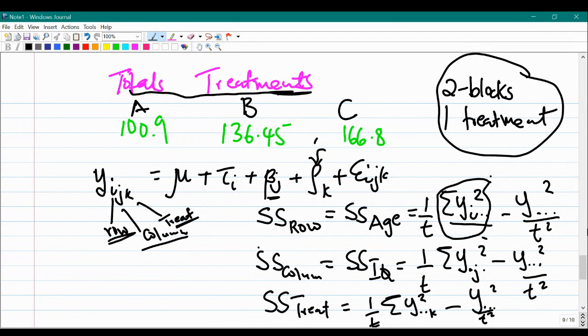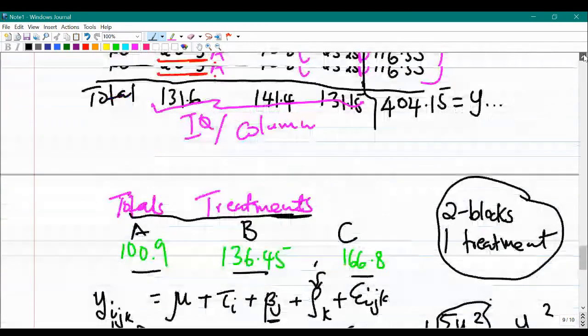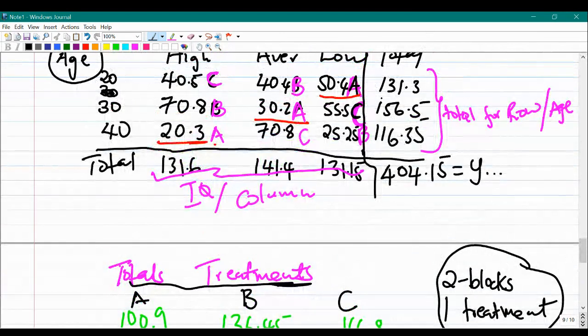So can we please find the SS treatment based on my explanation? Let's find SS treatment. Which totals are you going to use? You will use these values, right? For SS total, you will use this one. For SS row, you use the totals for row. SS column, you use the totals for column.